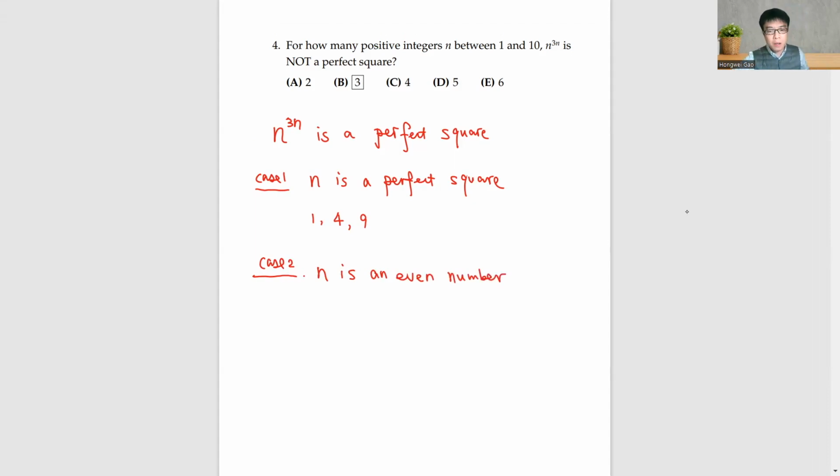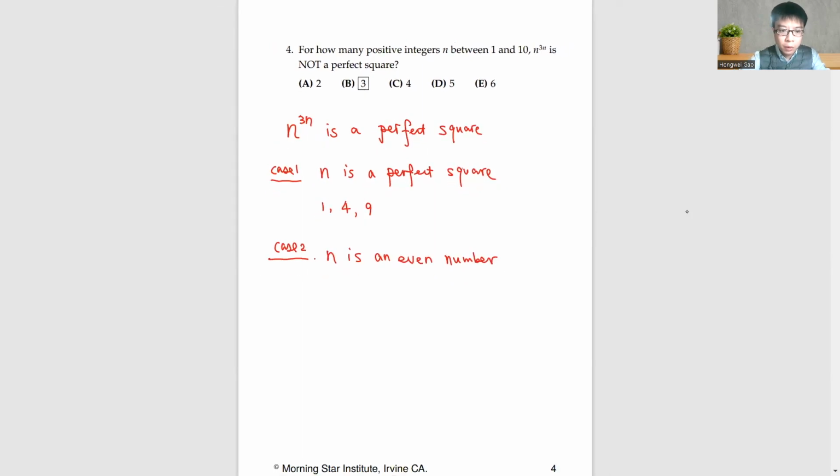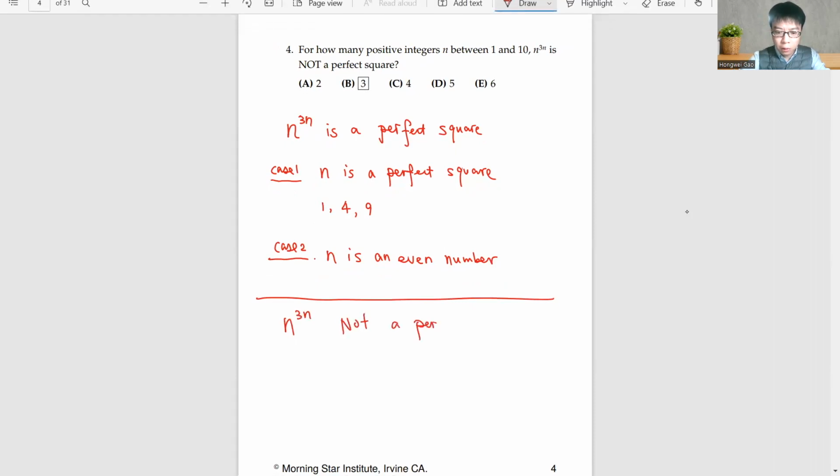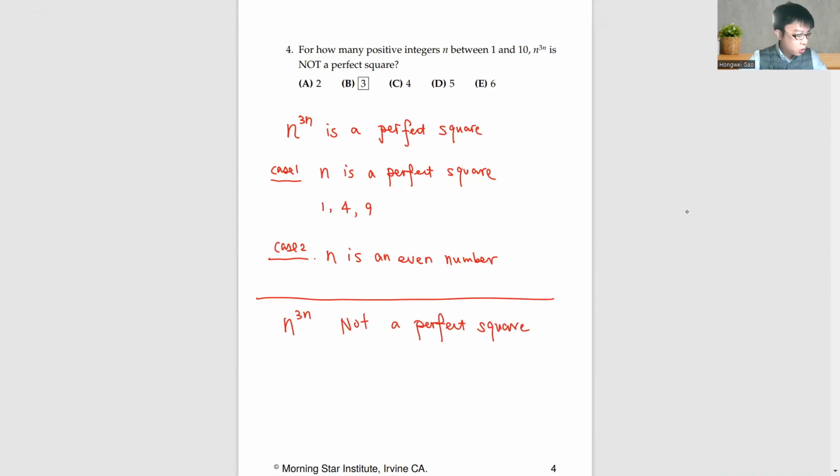So combine these parts, we can answer our question. For n to the power 3n to not be a perfect square, we need n to be an odd number and not a perfect square. So 1 is not valid, 3 works, 5 works, 7 works, 9 doesn't work. So there are 3 cases in total. The answer here is 3.